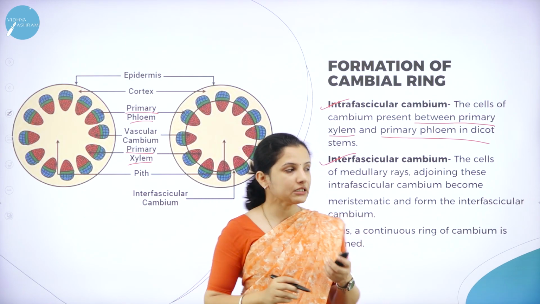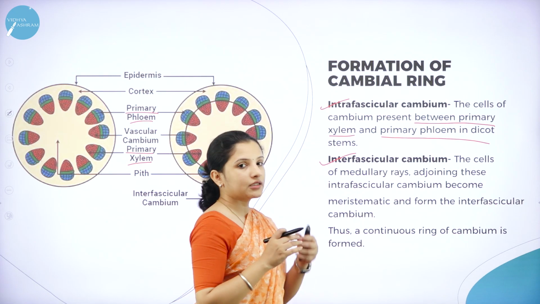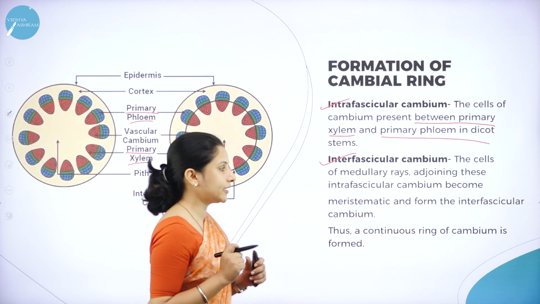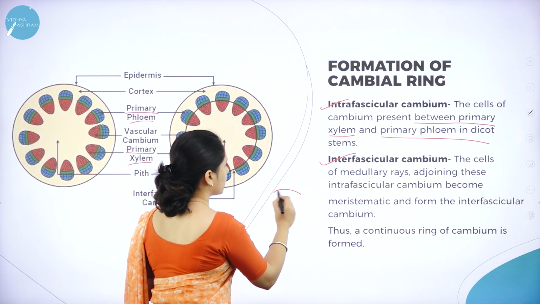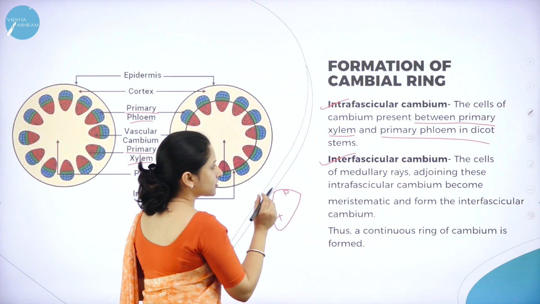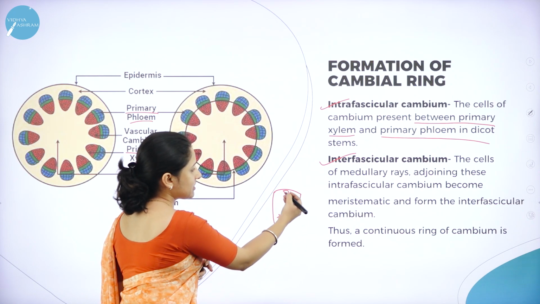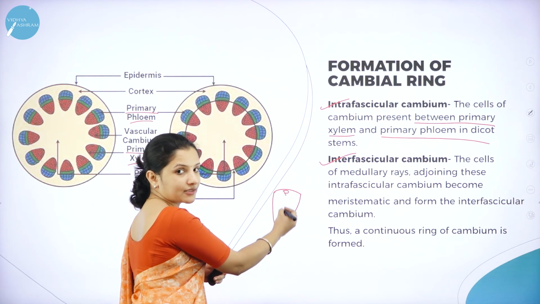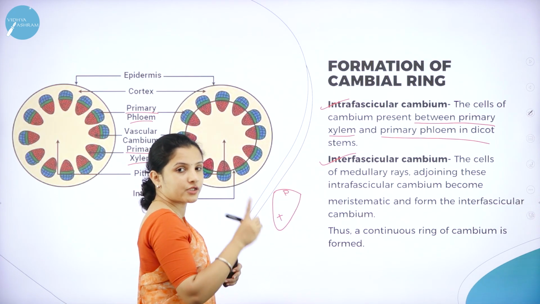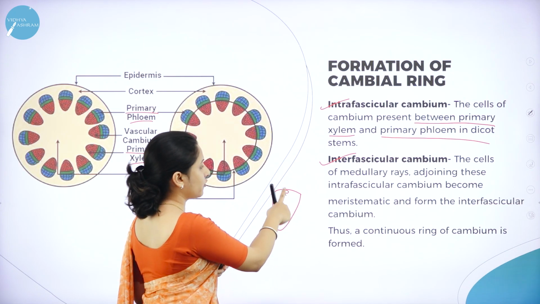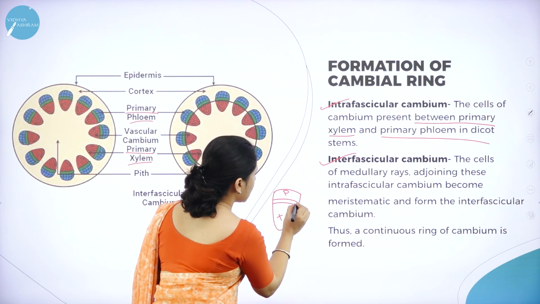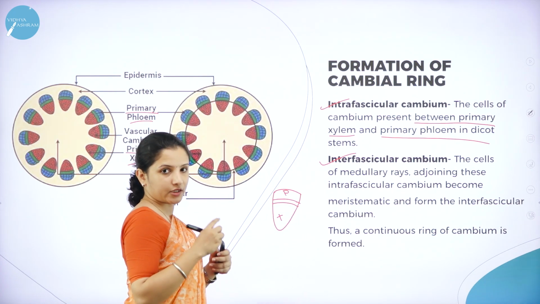Next, moving on to interfascicular cambium. Here it is formed between the vascular bundles as a whole. I hope you understand it. I'll just draw and show it even more clearly. Now we have here the phloem, then the xylem. If the cambium is formed intra, that is between the cells or between the tissues, what are the tissues here? The food conducting tissue, that is the phloem, and the water conducting tissue, that is the xylem. If it is formed between these two, then it will be called the intrafascicular cambium.